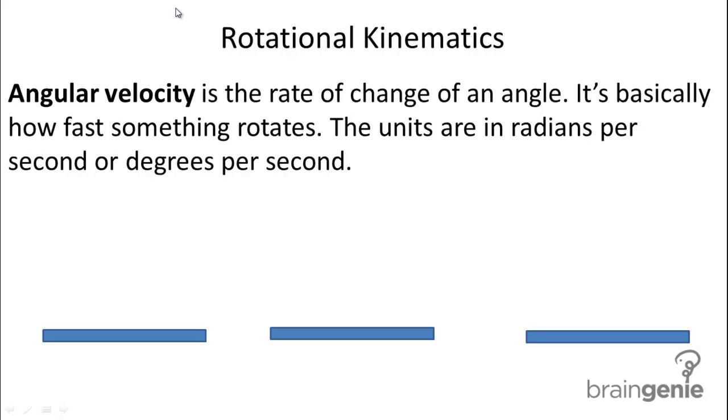Rotational kinematics. So for rotational kinematics, we're going to need to know just two basic terms. The first is angular velocity. Angular velocity is the rate of change of an angle. It's basically how fast something rotates. The units are in radians per second or degrees per second. So if I wrote this out, it'd be radians per second or degrees per second, and that's the degree symbol. Angular velocity.